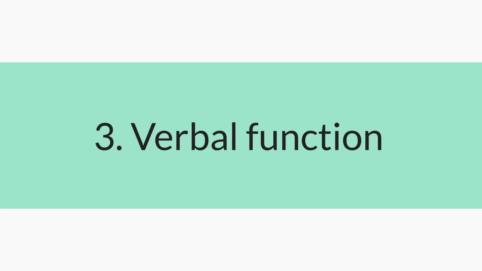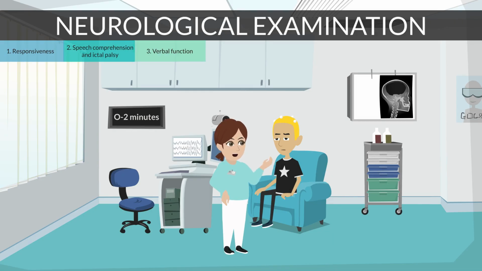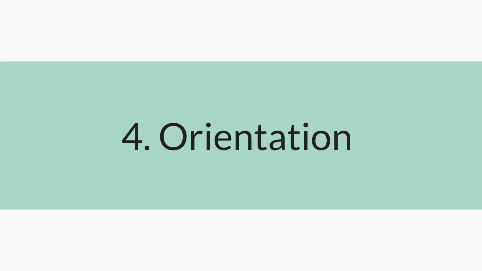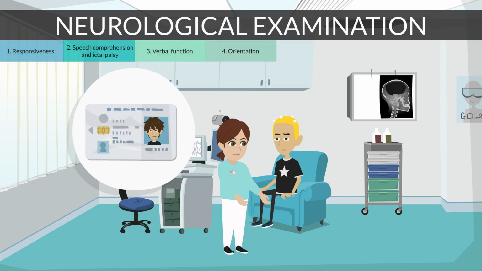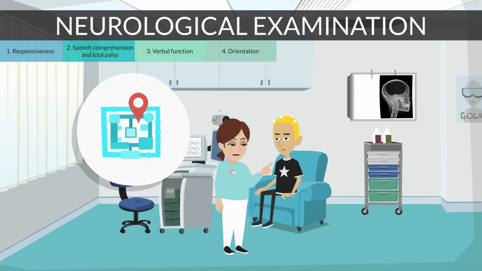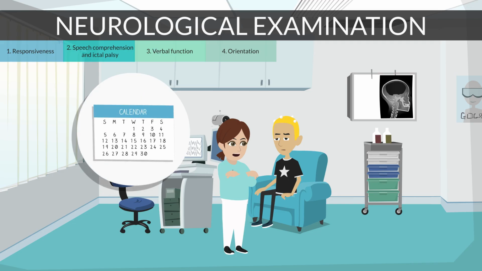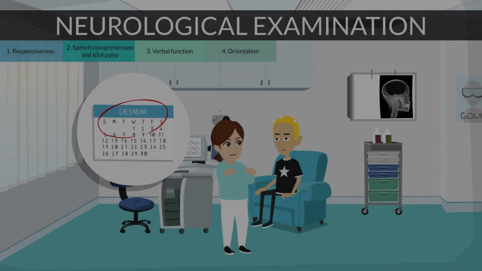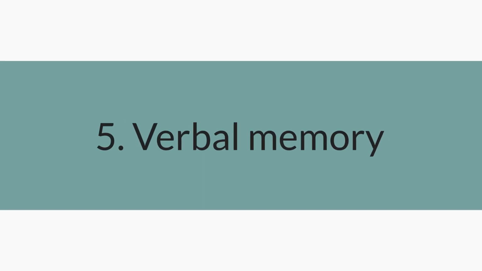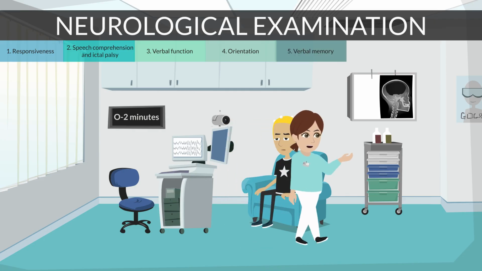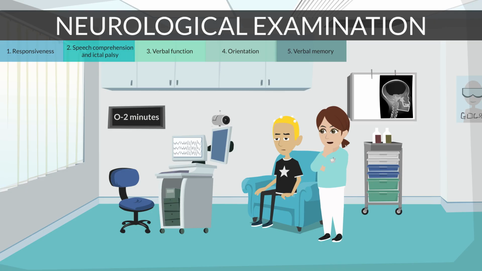Verbal function. Repeat and remember the following words. Red dog. Can you repeat what I just said? Orientation. What is your name? Where are you? What is the date today? What day of the week? Verbal memory. Do you remember the words I have said to you? And the movements I have asked you to repeat?